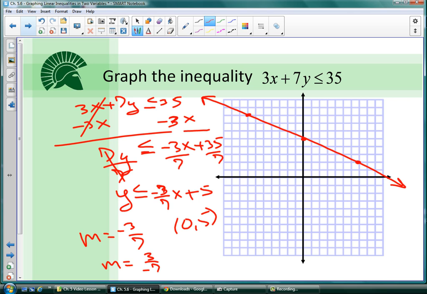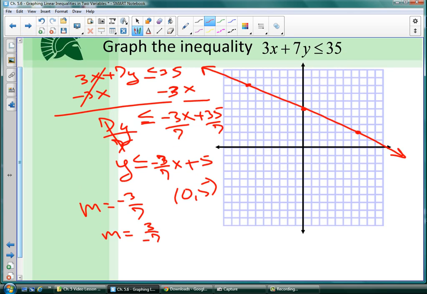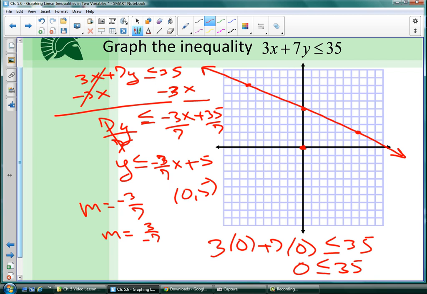Now, I'm going to pick 0, 0 to see if this makes sense, because that's an easy one. Again, I can pick anything that's not on my boundary line. So I'm picking this point to test. That's my test point. 3 times 0 plus 7 times 0 is less than or equal to 35. 0 is less than 35. That is true. So I shade on the true side.